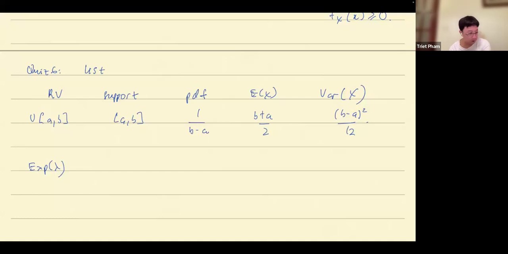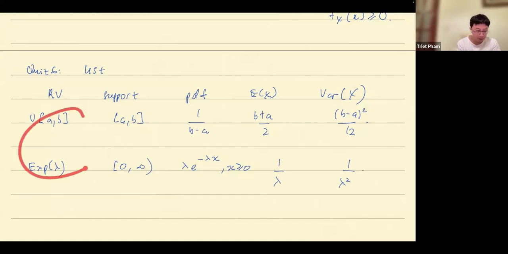Anyway, what's the support for a Poisson? Oh, sorry, an exponential. The support is from 0 to infinity. It only takes non-negative values. What's the PDF? The PDF is lambda e to the minus lambda x, for non-negative x. The expectation is 1 over lambda. The variance is 1 over lambda squared. Truth be told, these are probably the two that we will encounter the most in this course.